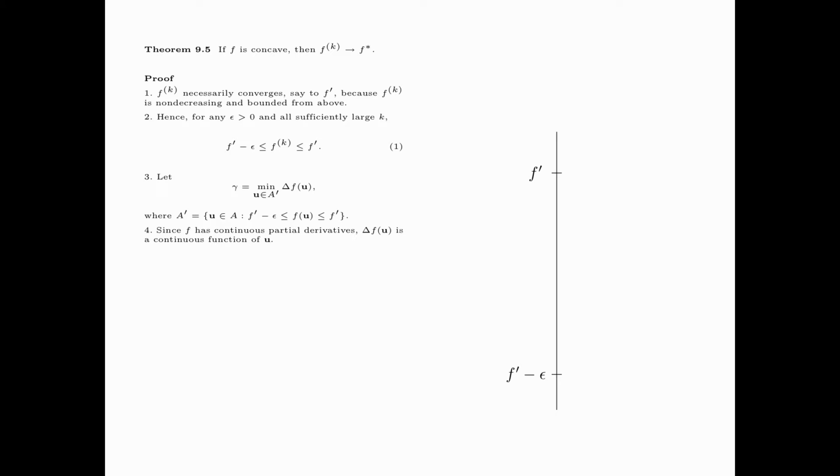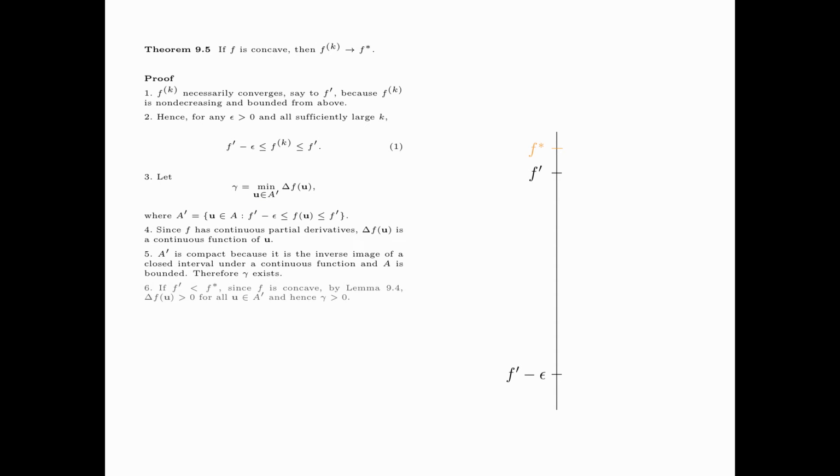Since f has continuous partial derivatives, delta f of u is a continuous function of u. The set A prime is compact, that is, closed and bounded, because it is the inverse image of a closed interval under a continuous function, and A is bounded. Therefore, gamma, which is the minimum of a continuous function of u over a compact set, exists. If f prime is less than f star, as illustrated, since f is concave, by Lemma 9.4, delta f of u is greater than 0 for all u in A prime, and hence gamma is greater than 0.